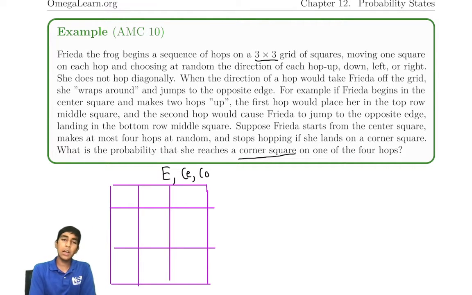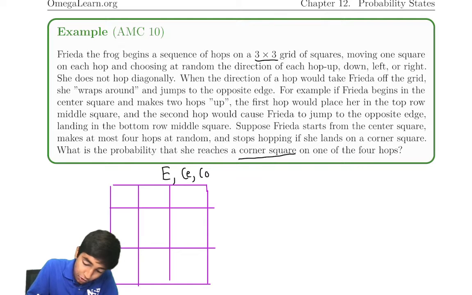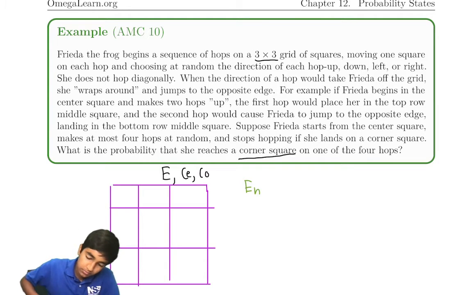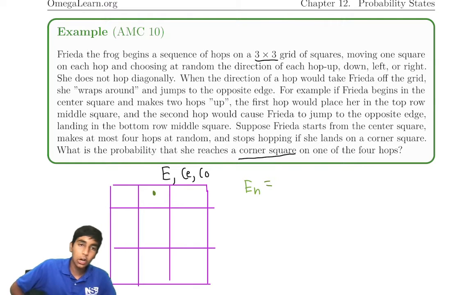Okay, now let's write some equations. What's the probability that Frida will be at the edge after some number of moves? So let's say after n moves, what's the probability Frida will be on the edge? This is just edge, and n is the number of moves that have happened so far. How can you get to an edge? Well, you can go from the center.